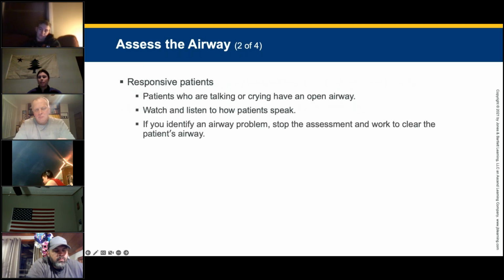Responsive patients. So these are patients who are talking or crying. We know that they have an open airway because they're able to talk or cry. Watch and listen to how they speak. If their speech sounds abnormal, if it sounds like they're gasping, if you hear whistling noises or something that might indicate that there's something in their airway, but they're still able to speak, you might still have a problem there, so you need to be alert for that. If you identify an airway problem, stop your assessment and work to clear their airway.